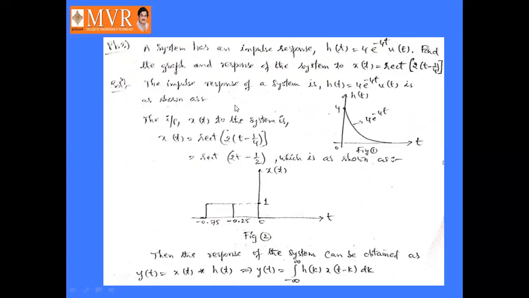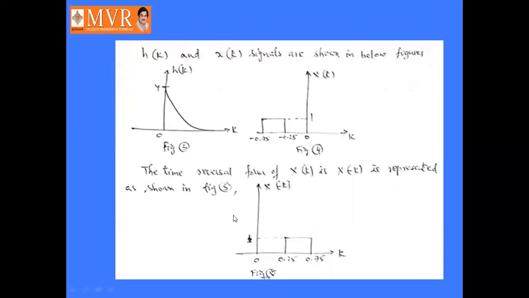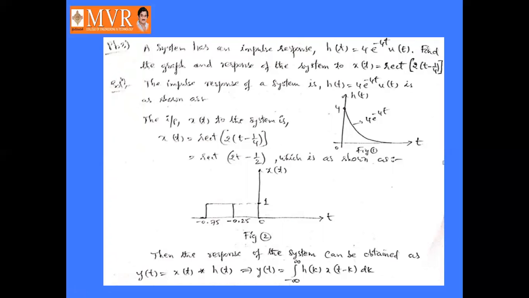So the input signal x of t to the system is given as rectangular function of 2 into t minus 1 by 4, or it is rect of 2 into t minus 1 by 2. So it is as shown like this. Then the response of the system can be obtained as y of t equal to x of t convolved with h of t.